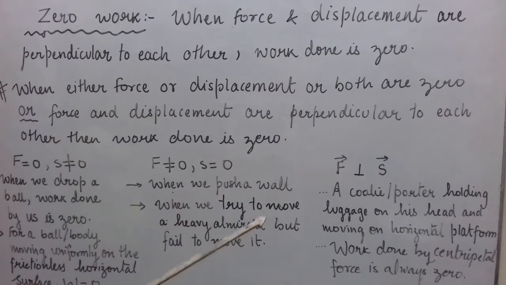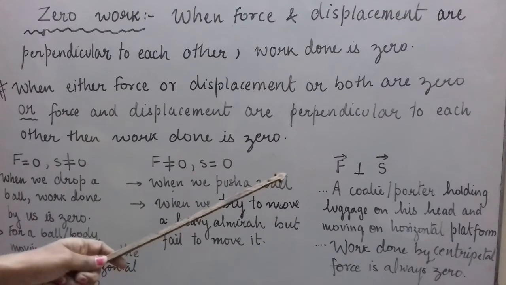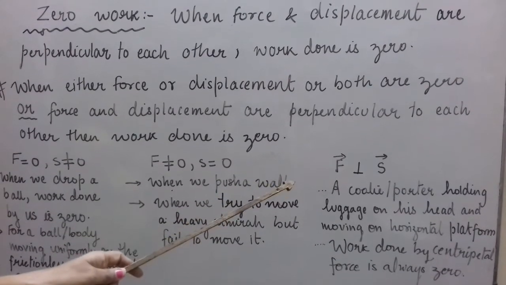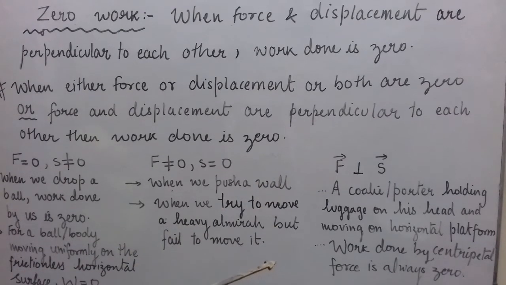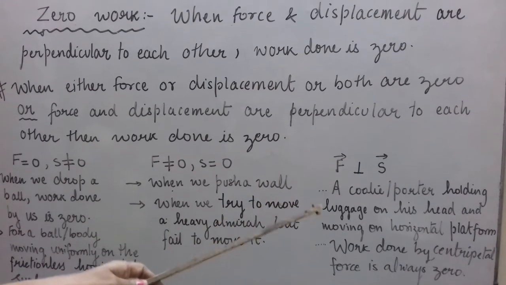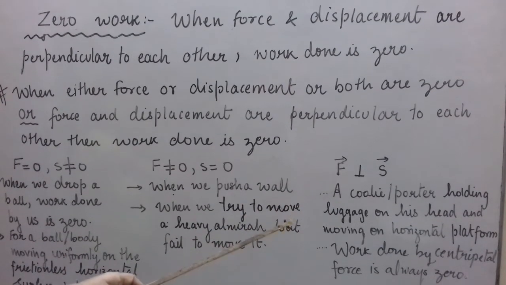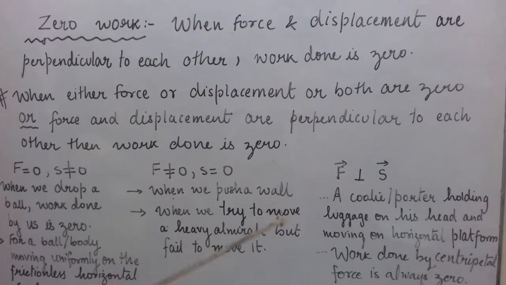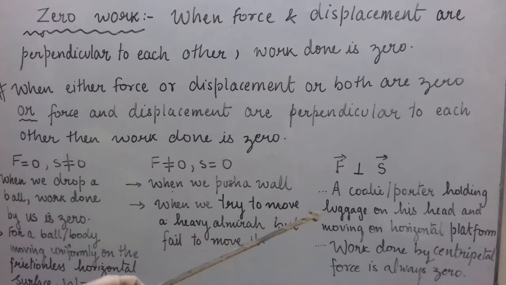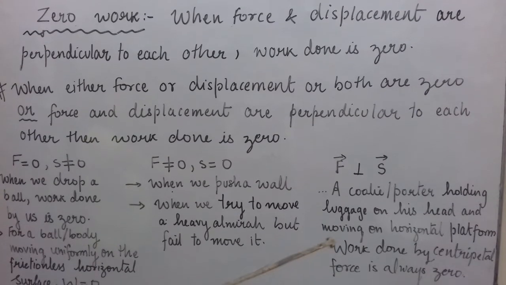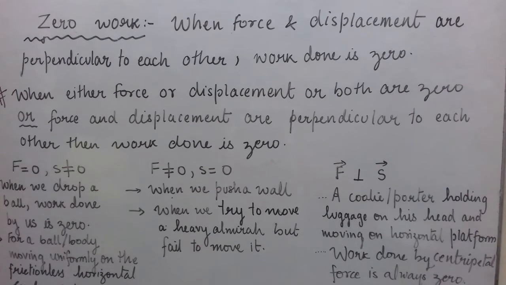Now let us see the third case. Force and displacement are perpendicular to each other. Theta is 90 degrees, cos 90 degrees is 0, work done is 0. This we have seen earlier also. Suppose a coolie or a porter, coolie and porter mean the same, is holding luggage on his head and moving on a horizontal platform. He does 0 work on the luggage.